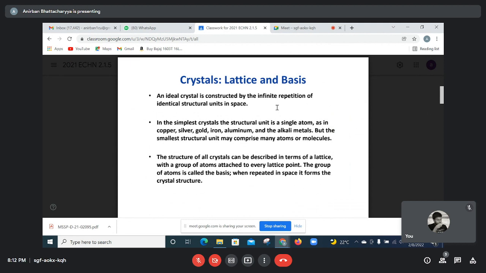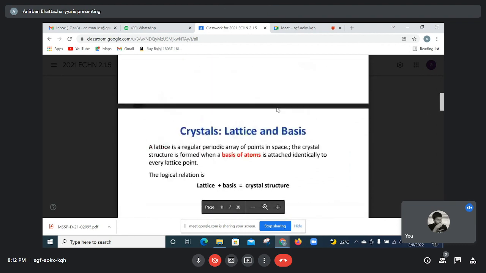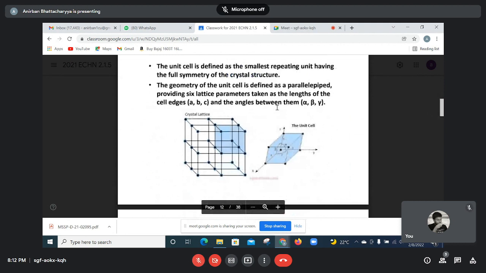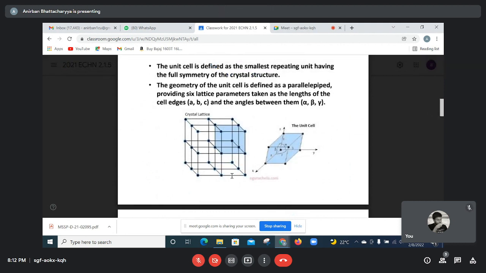Now, the lattice itself, okay, is the geometrical position, it gives you the symmetry. Now, what you put at the geometrical location is the basis. So, let me give you an example. So, this is a coordinate system. So, for example, you have a unit cell here. So, this unit cell, okay, is a lattice.